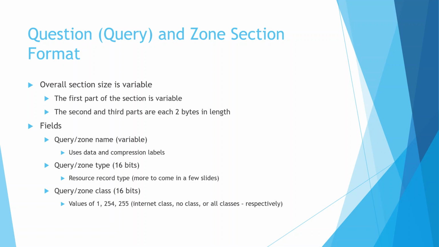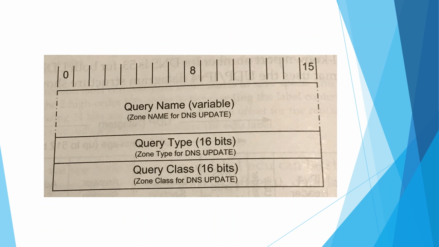So the resource record type, and we're going to talk about this more in just a few slides, is going to be a 16-bit field. And then we have the query and zone class, which is also going to be a 16-bit field. The most common values are going to be 1, 254, and 255. And that's going to be internet class, no class, or all classes, respectively. So this is what that kind of section looks like in the DNS query. You saw variable, 16 bits, 16 bits.